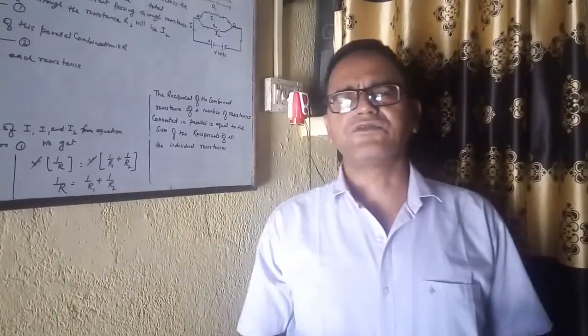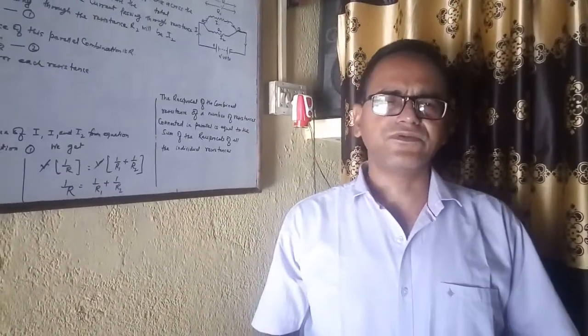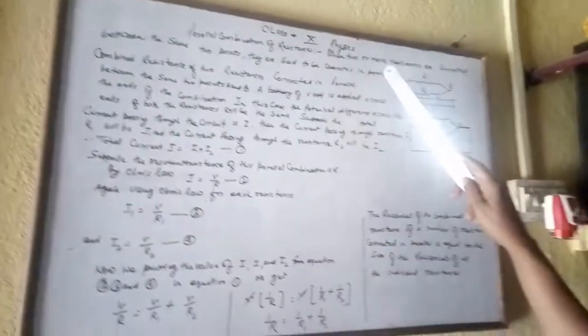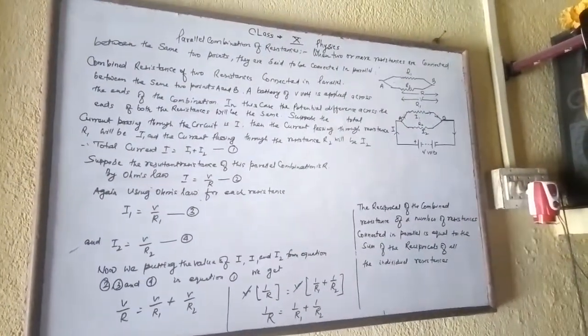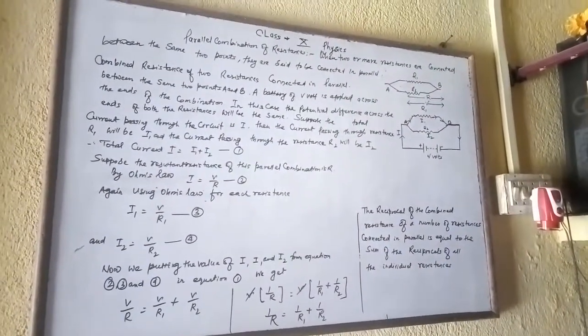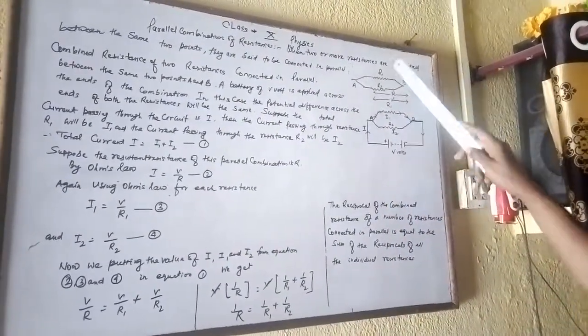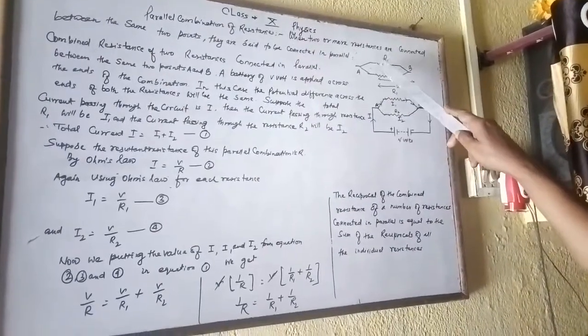Okay, and today I have come in front of you with a new video. My topic is the resultant resistance of parallel connection. Okay, first of all we will know what a parallel connection is. Here is the parallel connection. The circuit is given. Here is the diagram.